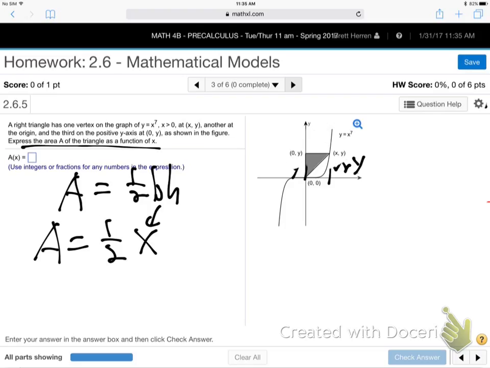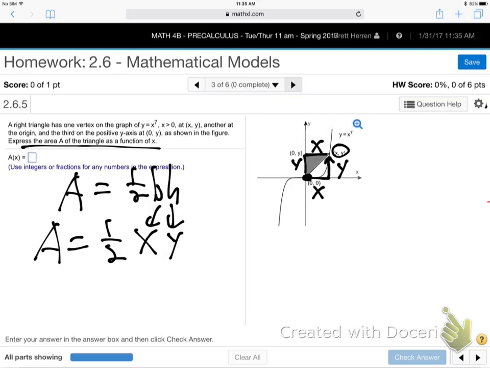Am I confusing you by changing that? In other words, from the origin, it's over X, up Y, isn't it? To get to the point XY. So therefore, the base is X, the height is Y. Does that make sense on that one?